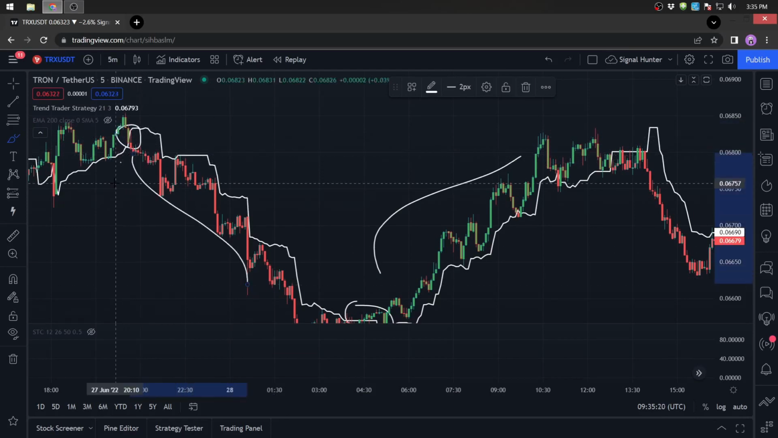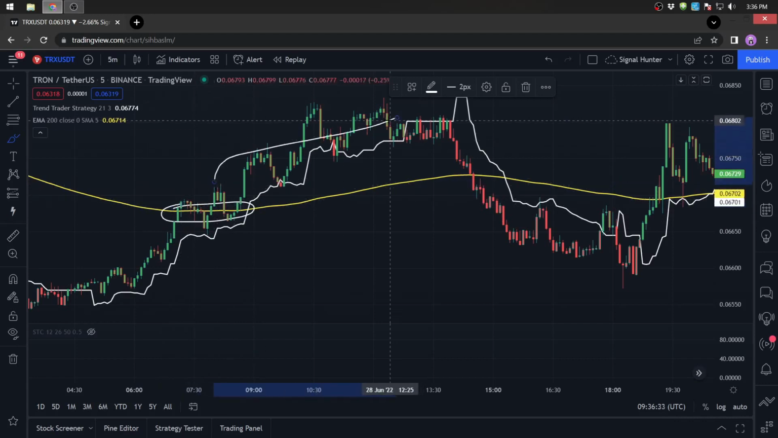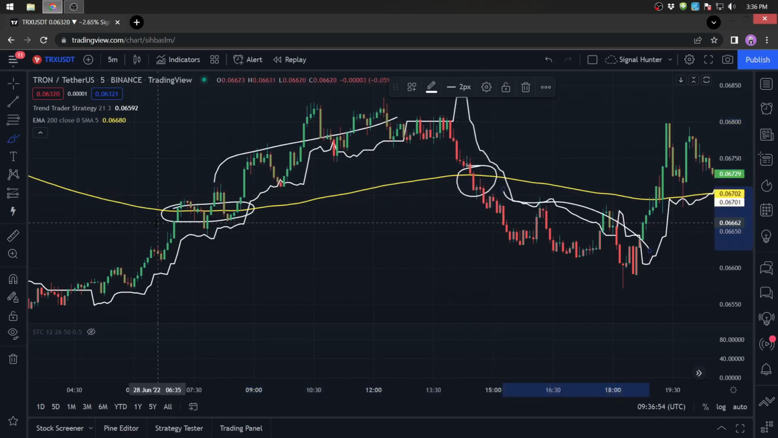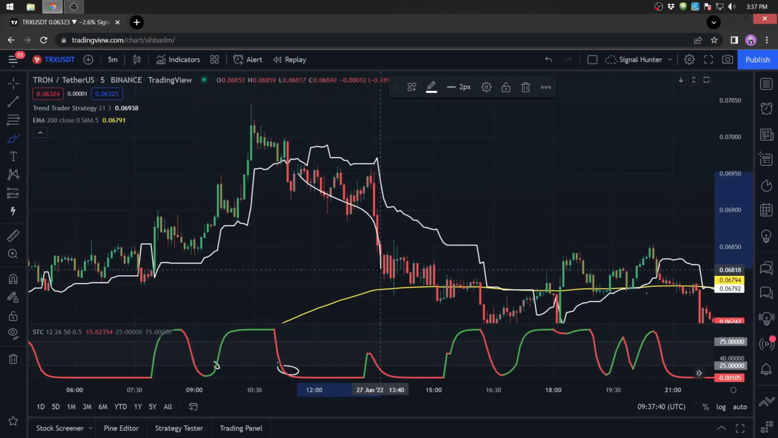So now let's look at the 200 EMA momentum. For the 200 EMA, if the price crosses up the 200 EMA, at this time we take a buy position, and if the price crosses down the 200 EMA, at this time we take a sell position. Now let's look at the STC indicator momentum. The STC indicator has 2 color lines, a red line and a green line. The red color indicates downtrend and the green color indicates uptrend.